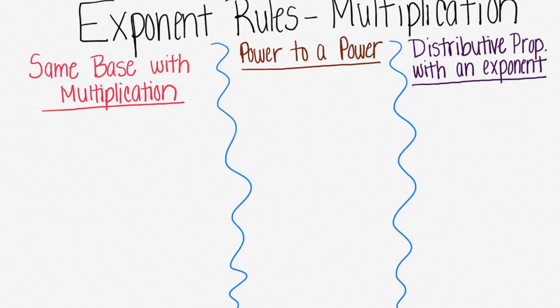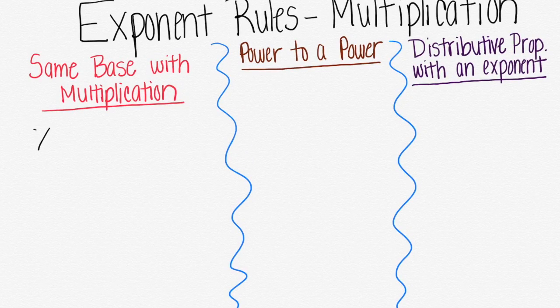Exponent rules with multiplication can be tricky, and that's because there are 3 different rules that we learned today. We have the same base with multiplication, we have the power to a power rule, and then we have the distributive property with an exponent. So here's how they're different. For example, the same base with multiplication. That would be something like this.